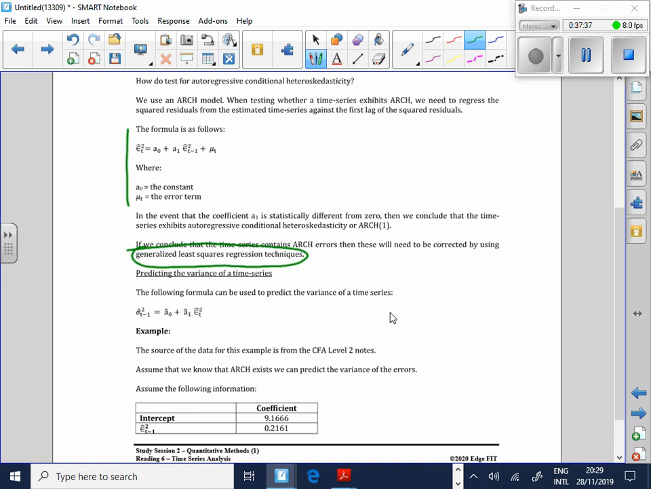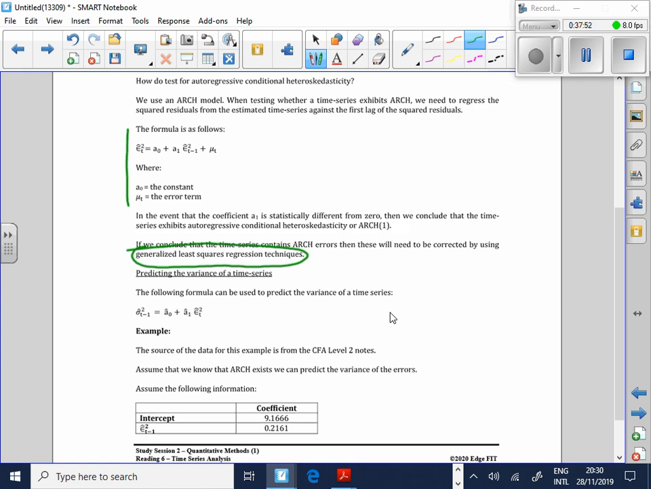Predicting the variance of a time series is another formula for you. Don't spend time there, please. Okay. Let's look at a little bit of an example. The source of the data, let's give some credit, is from the CFA Level 2 notes.